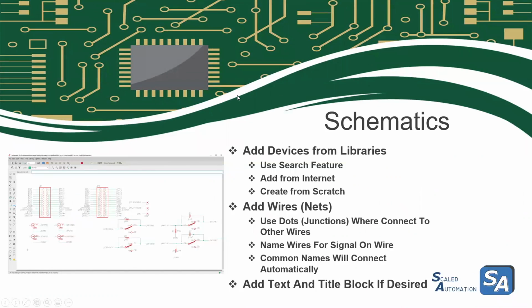Okay, so we're going to name the wires for the signal that's on the wire, make it something easy that you can kind of make sense about what it is. And then all the names that are common will connect automatically, as I said. Then you can add text and a title block if desired to your schematic. If you were releasing it out to the public, you'd almost for sure want to do that. If you're just making a board, you don't have to add much to it.